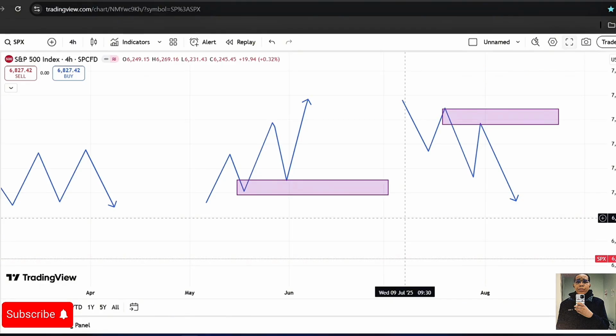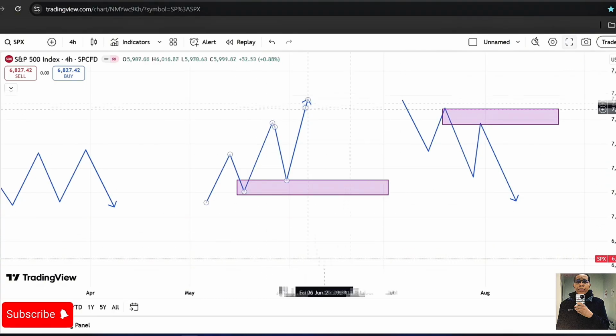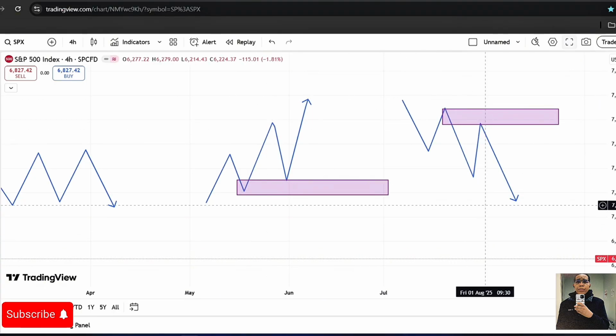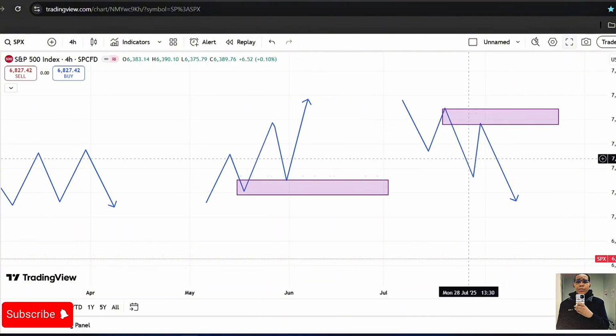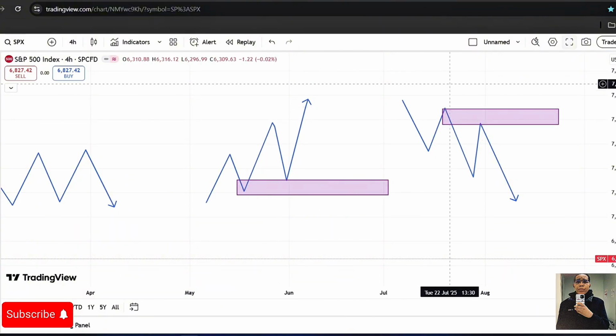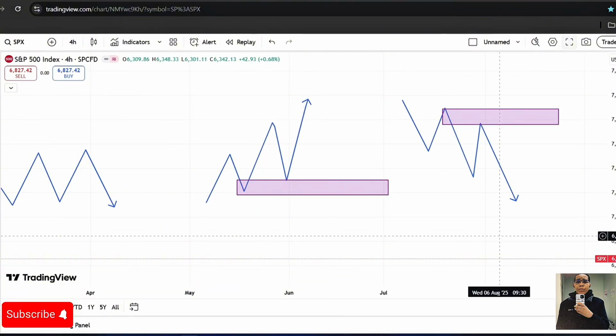So, strong displacement, right? Price moves aggressively. You need to have an aggressive move to the upside or an aggressive move to the downside for you to start realizing that something is going on in the market. Large candles, minimum pullbacks. And then we need to have a break of structure.